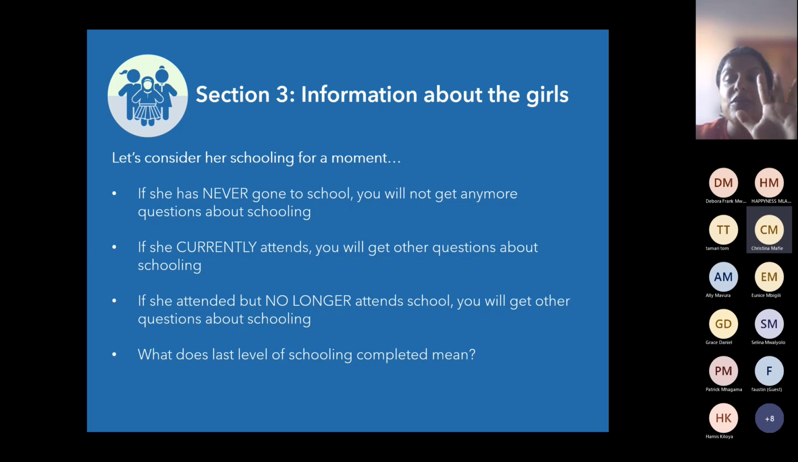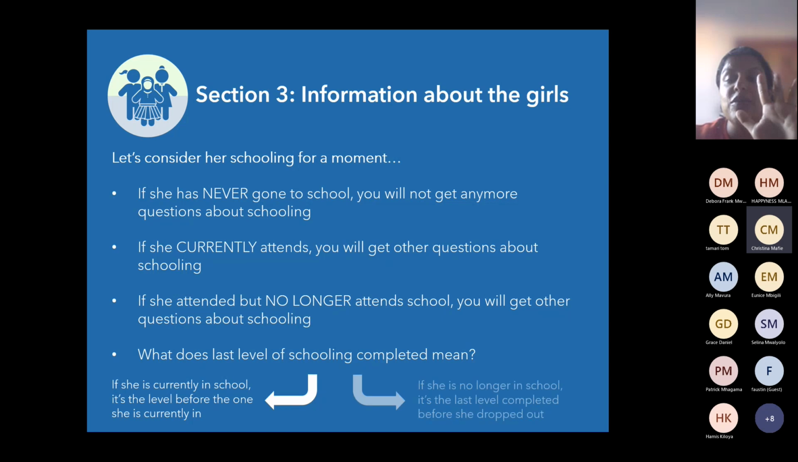So what last level of schooling completed means is that if she is currently in school, it's the level before the one she is currently in. So if she is in standard 4, then the last level she completed was standard 3, right? If she is no longer in school, it's the last level she completed before she dropped out. So maybe she dropped out when she was supposed to go into standard 4, but that means the last level she completed was standard 3. Is that clear? I'm going to pause here and make sure there's no question. Okay, great. All right.